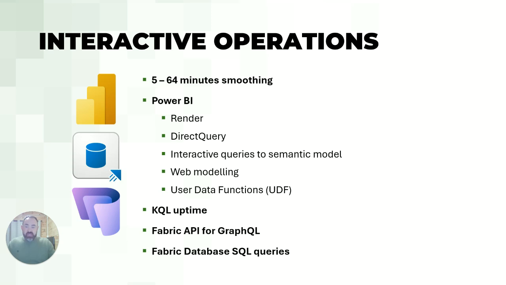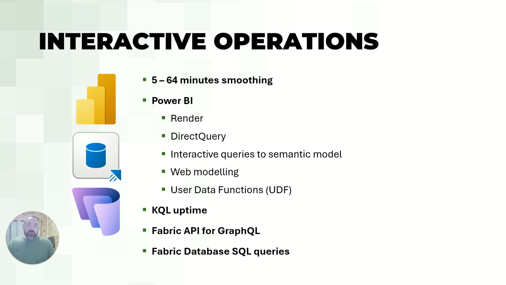For interactive operations, we've got 5 to 64 minutes smoothing. Now that's from Microsoft Learn. I believe that's correct. It's a strange number, so I've left it in. For the purpose of this presentation, I'm going to round that off to 60 later. So yeah, 5 to 64 minutes of smoothing.